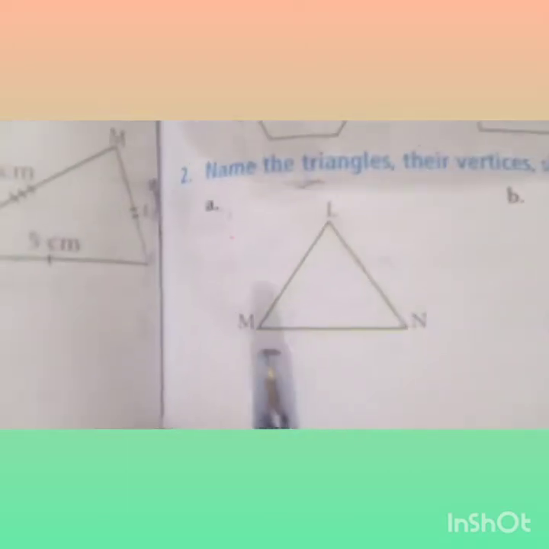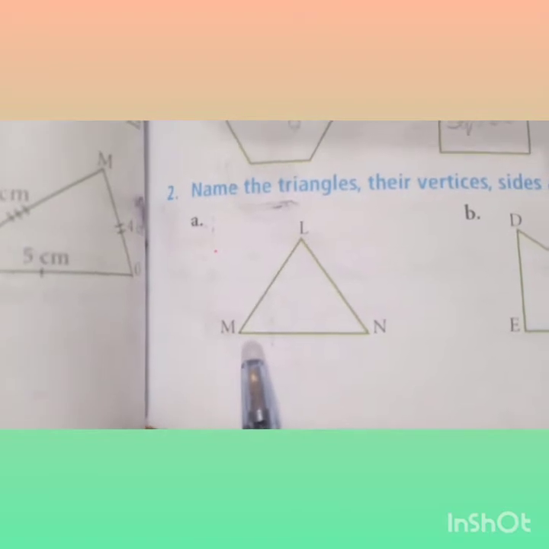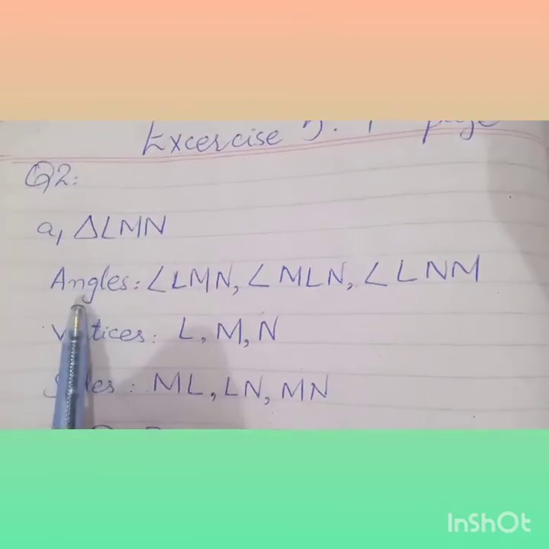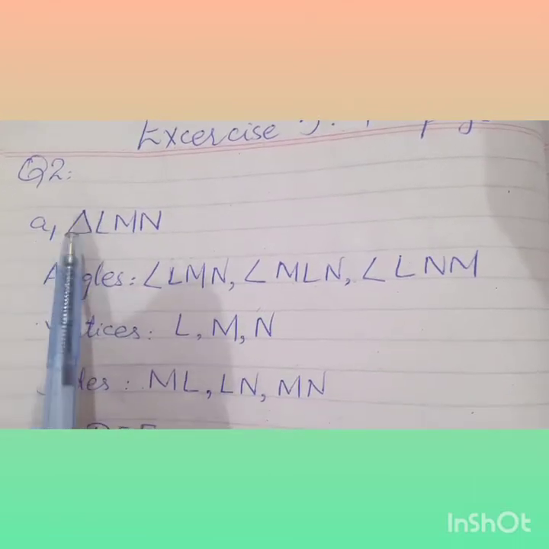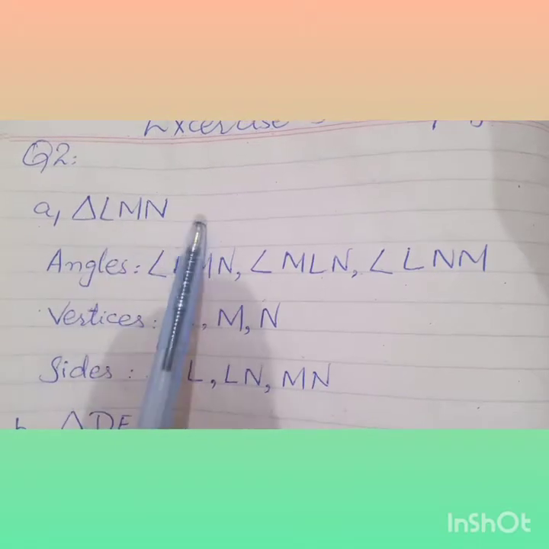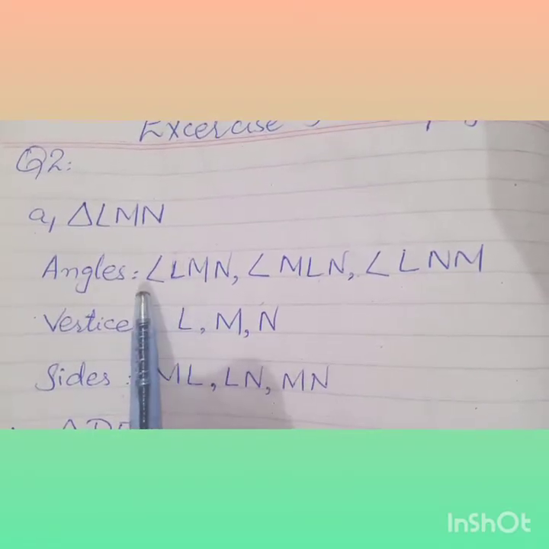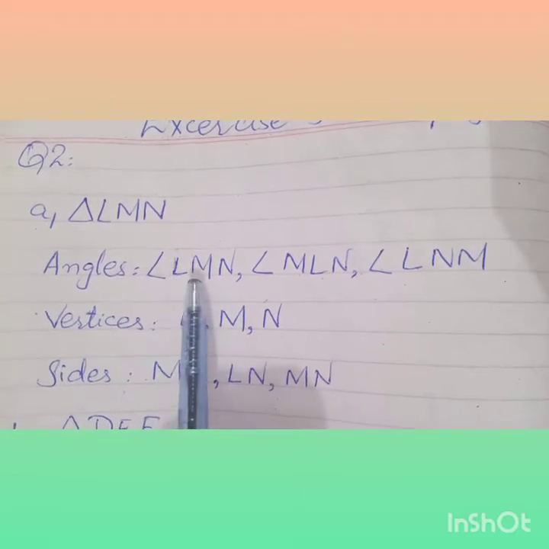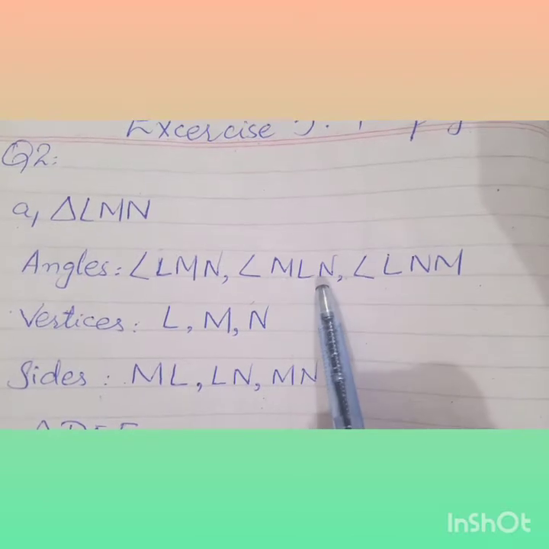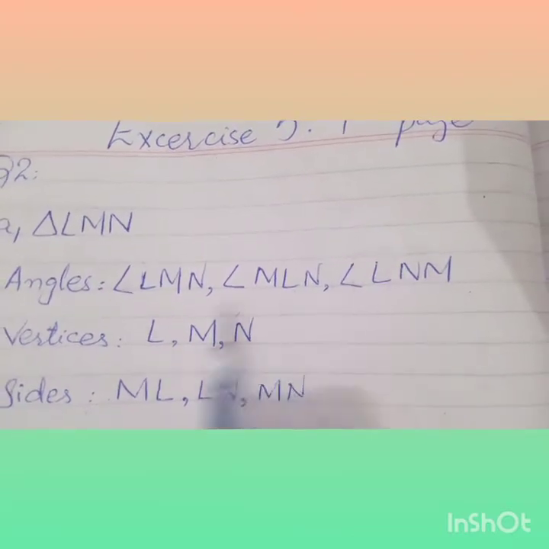We have to mention their names, vertices, sides and angles. Its angles are, in the triangle shape, we will make the angle symbol, L, M and N. Angle symbol and then L, M and N. Next angle is M, L and N. Another angle is L and M.